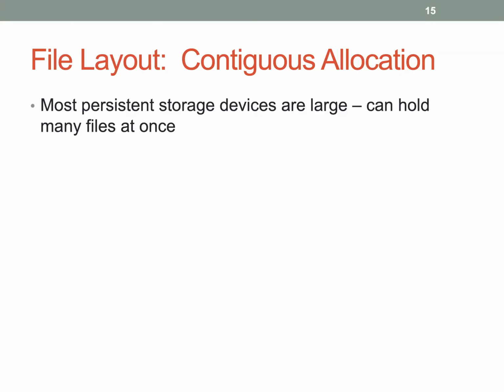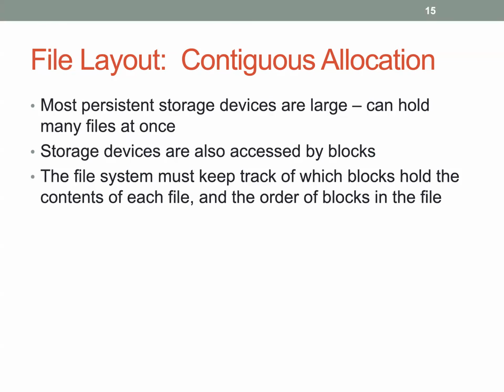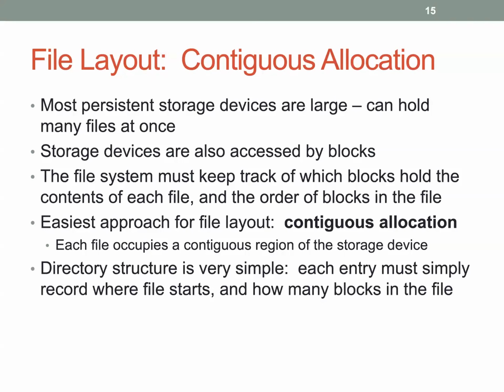But yeah, since we have large persistent storage devices, we can hold many files at once, and we access these things by blocks, sectors typically, so 512 byte sectors, 4 kilobyte sectors, depending on the recency of the device construction. And so the file system has to keep track of which blocks hold which parts of which files. And a really simple approach is to have directory entries which say, this is the block number of the storage device block where the file starts, and it has this many blocks, and that's all we record. So we call that contiguous allocation.